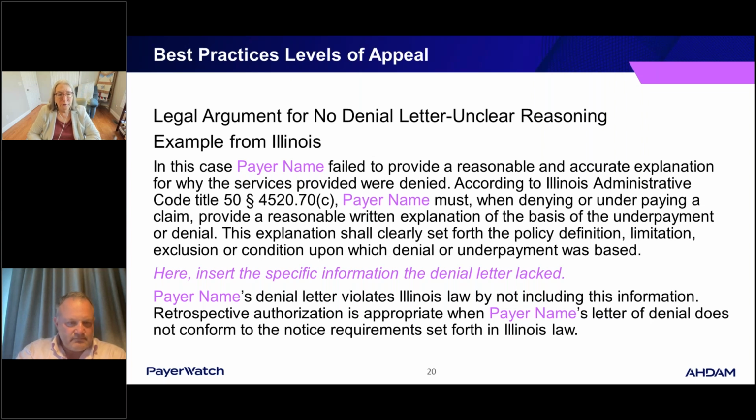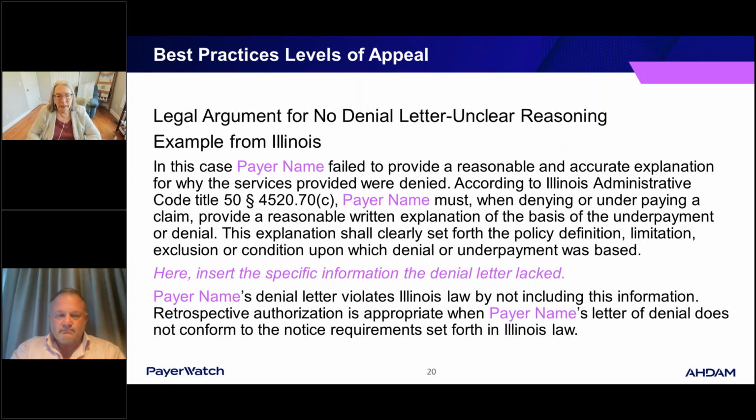So in this case, the payer failed to provide a reasonable, accurate explanation for why services provided were denied. According to the Illinois Administrative Code, and we have it cited there, when denying or underpaying a claim they must provide a reasonable written explanation of the basis of the underpayment or denial. And it shall clearly set forth the policy definition, the limitation, exclusion, or condition on which the denial or underpayment was based. And then you can fill in what was lacking in the correspondence that you received. And then you could go on to say that their denial letter violates the law by not including that information.